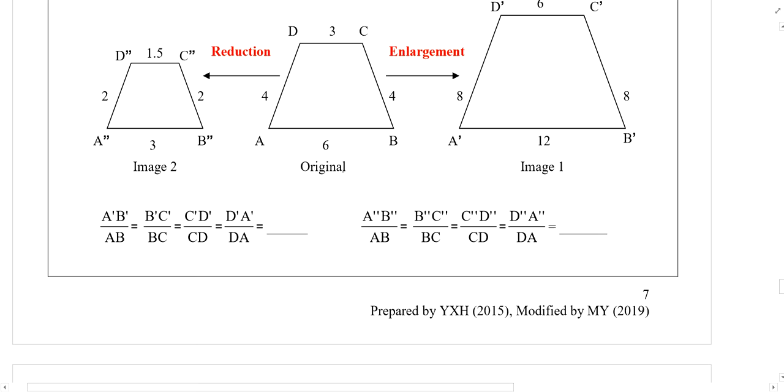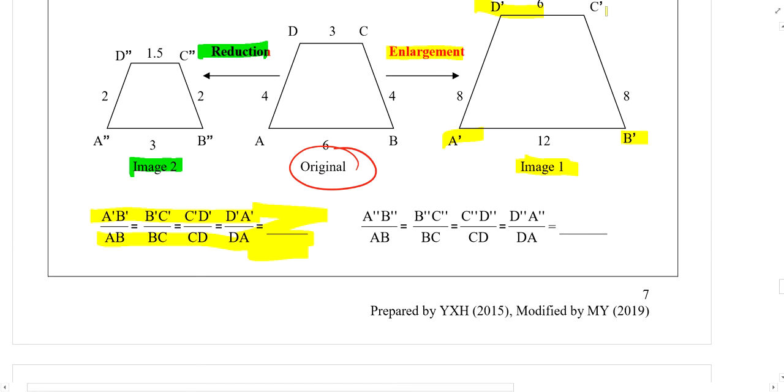So this is the original. This is image 1. That is an enlargement to the right. Then I've got image 2, which is a reduction to the left. Now if we just consider the enlargement, all this is for the enlargement because I've got prime, prime, prime, and prime. Just one apostrophe, so that's prime.